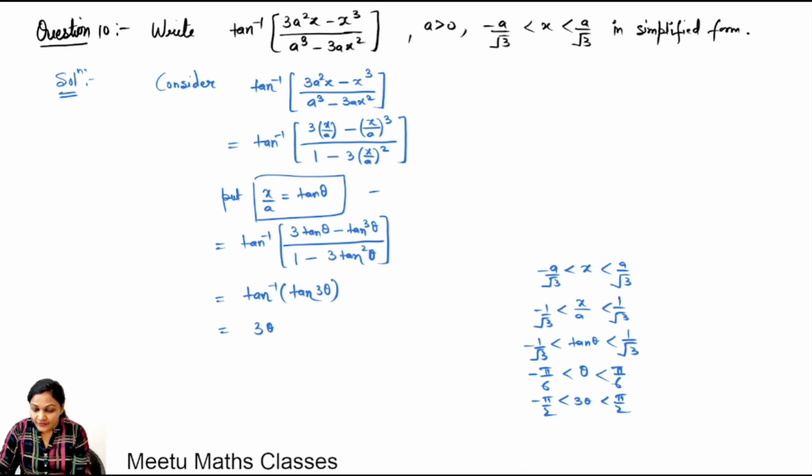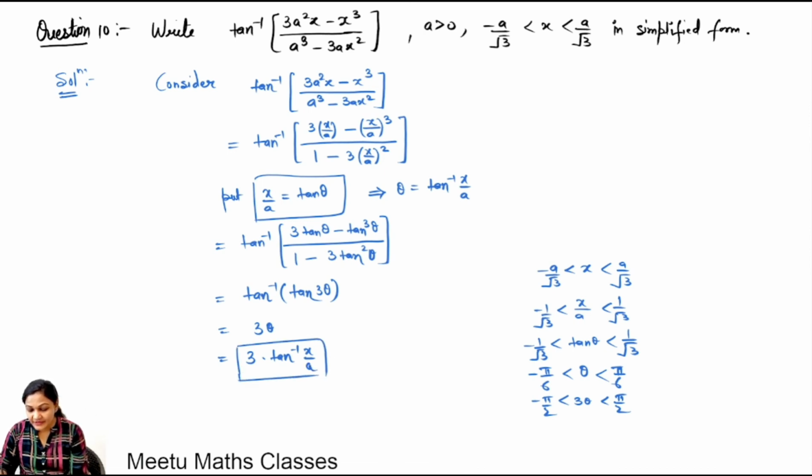Now we can replace theta by tan inverse of x by a. So your answer is 3 times tan inverse of x by a. And this is the required simplest form of your function.